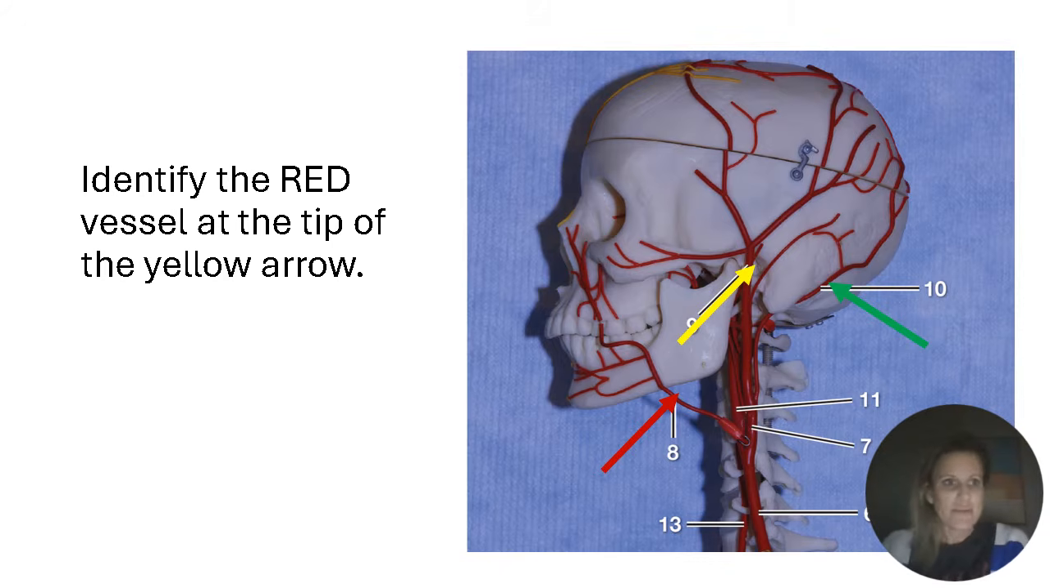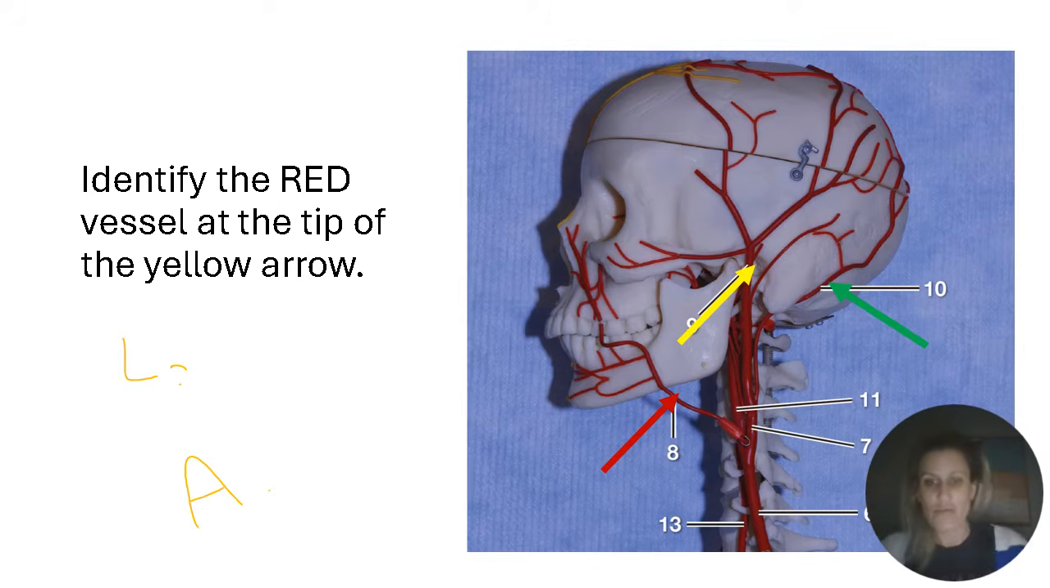All right, identify the red vessel at the tip of the yellow arrow. So remember, with the vessels, you need to include whether it's an artery or a vein. This is talking about a red vessel in systemic circulation, so that's going to be an artery. We also need to say if it's left or right, if there is a left and right. So this is the left side of the skull. So right off the bat, I know left. And again, I know that it's an artery.